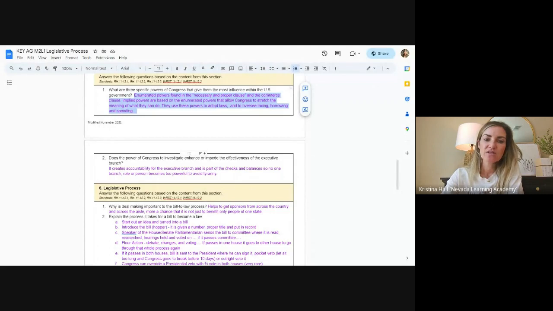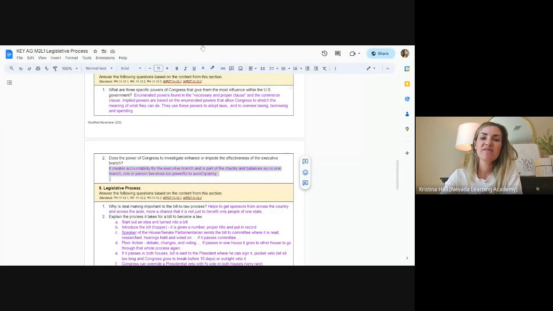Does the power of Congress to investigate enhance or impede the effectiveness of the executive branch? So the executive branch is the president. So the fact that Congress can investigate and possibly get the president in trouble, is this a good thing or a bad thing? I think it's a good thing. It creates accountability. We want the president to do their job, but we want them to also not be power hungry, to be abusing power. And so there has to be a checks and balance, and that is Congress's responsibility.